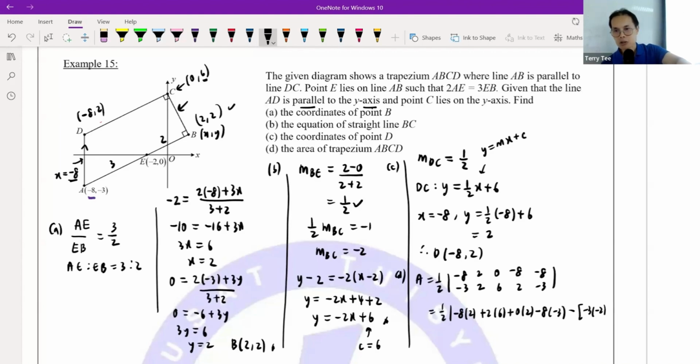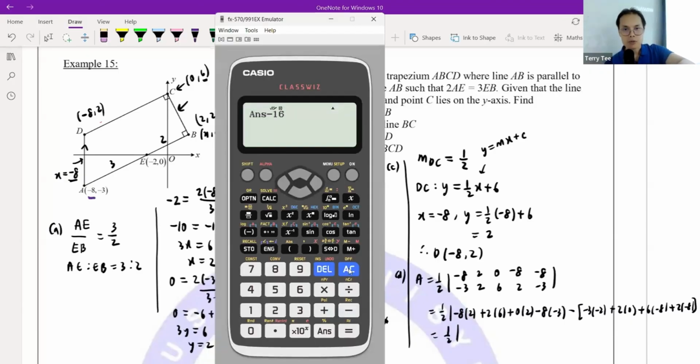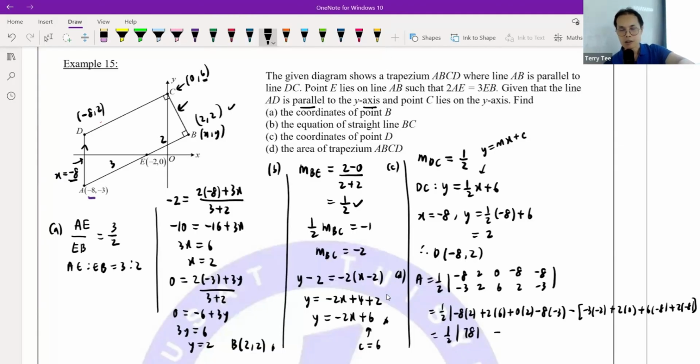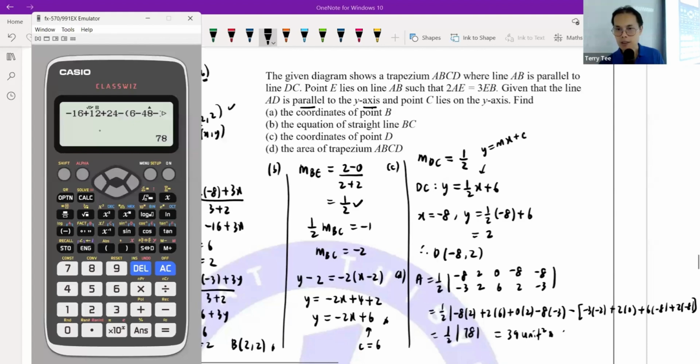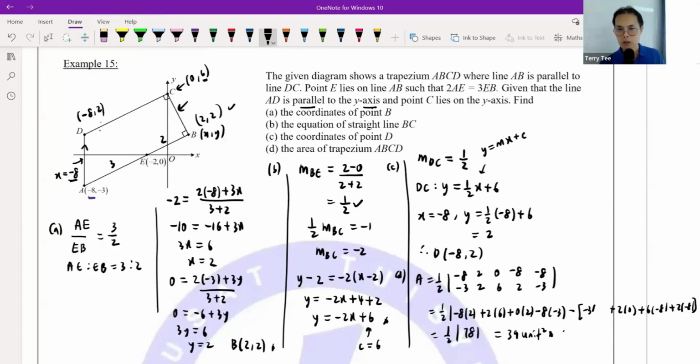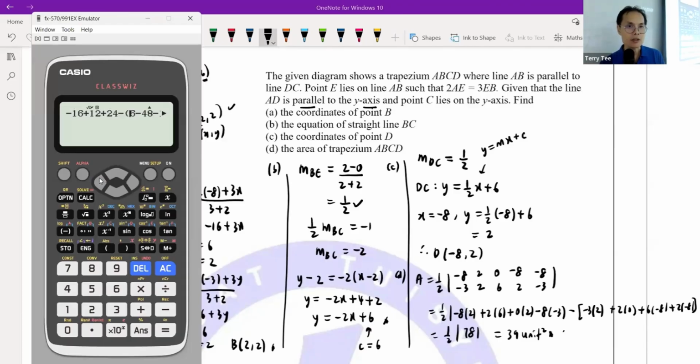Okay, minus 3 times 2, 2 times 0, and 6 times negative 8, and 2 minus 8. Okay, so guys, let's count. Use your calculator. I'm going to type in my calculator here. Negative 16, oh sorry, negative 16 plus 12 plus 24 minus 6 minus 48 minus 16. This will be 78. Half of 78, answer is 39. I found my mistake. This is minus 3 times 2, which gives us minus 6. This is minus 6, sorry. Minus 6, 90, right? So half of 90, answer is 45.